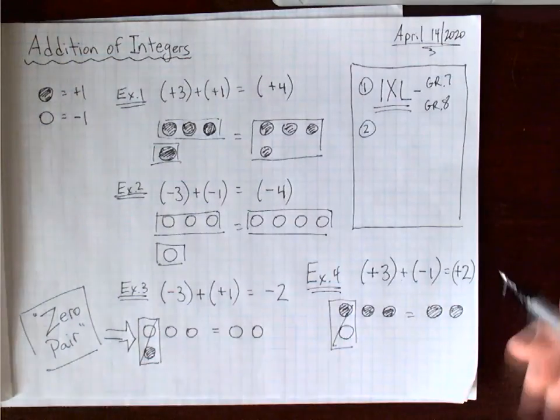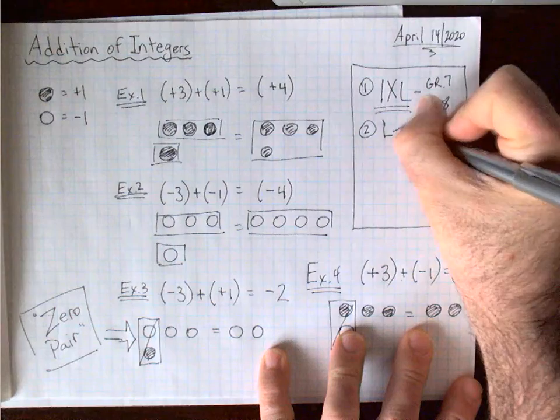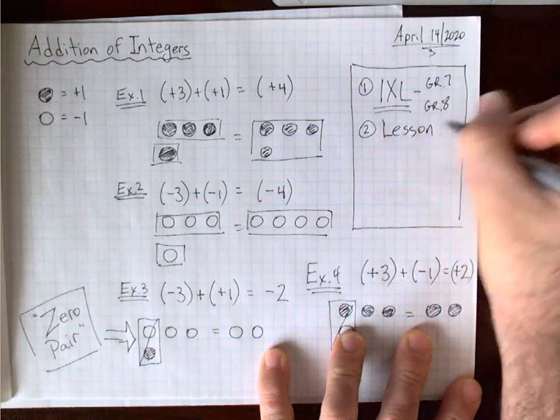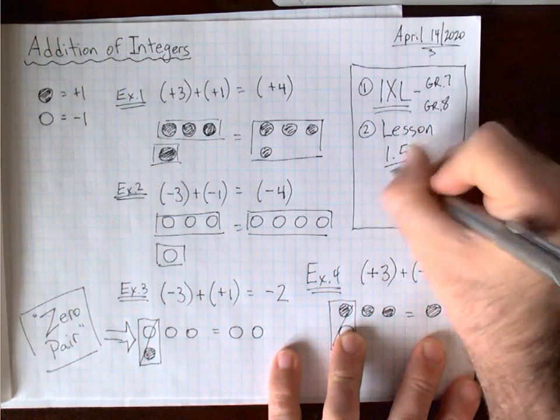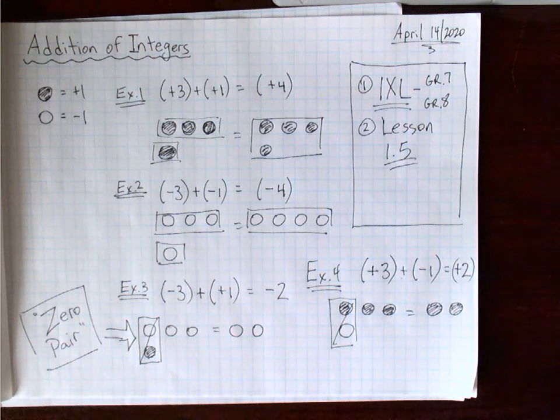So the second thing that you're going to do with today's information is you're going to do lesson 1.5 from today. It's just a 1-pager. We'll do the second page of it tomorrow.